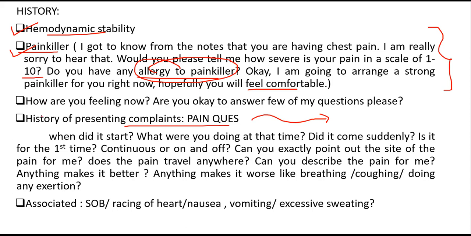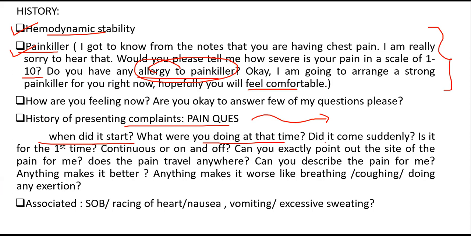Now, after that, we ask the patient, can you tell me a little bit more about this chest pain? So the patient will give you some information. And after that, you will ask the patient, when did it start? What exactly were you doing at that time?